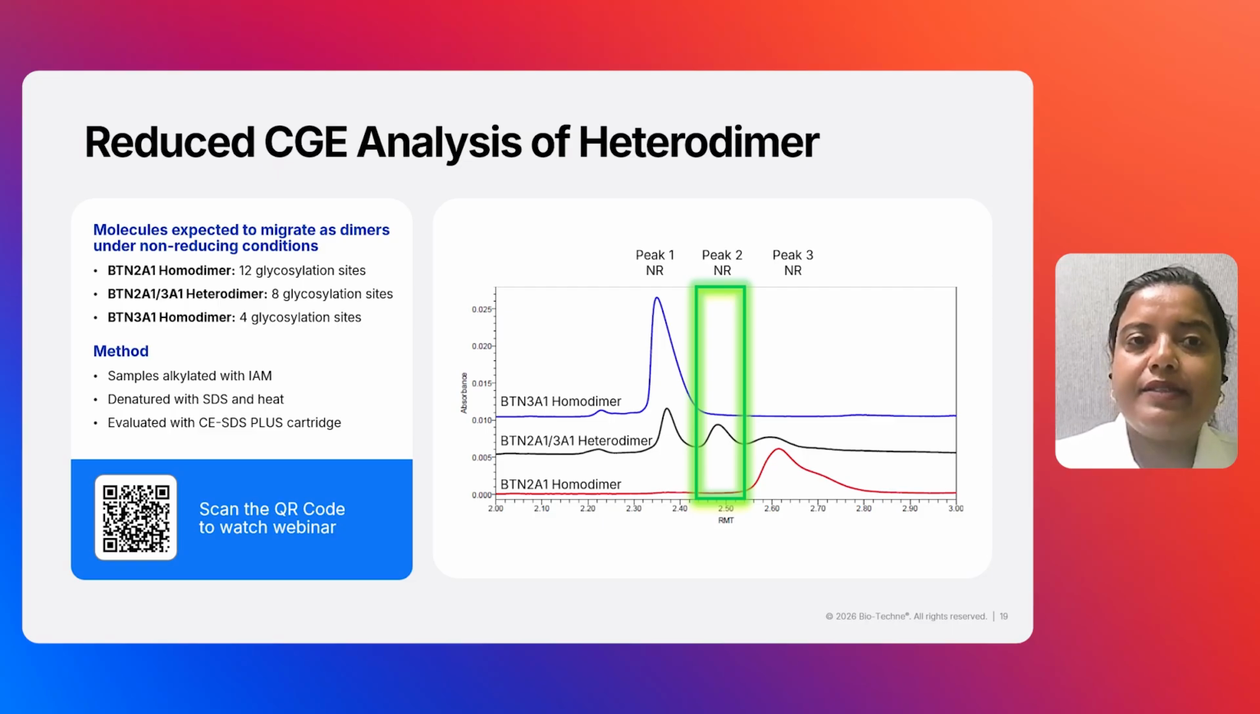Peak 1 has a migration time identical to the BTN3A1 homodimer control that they were using. This molecule is also their least glycosylated species. Meanwhile, peak 3 had an identical migration time to the BTN2A1 homodimer control, which is also their most glycosylated species. Between peak 1 and peak 3, they saw another peak which is absent from the two controls. Based on these results, they hypothesized that peak 2 might be the target molecule.